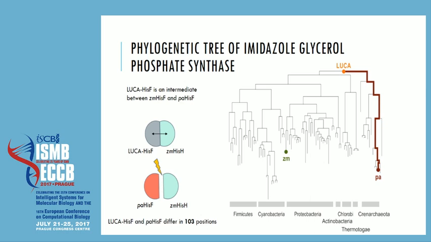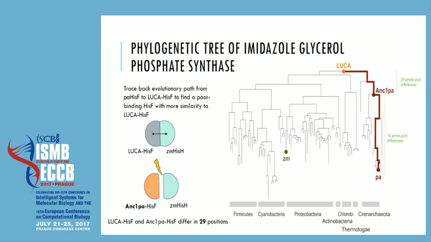And if we now compare the two HisFs, LUCA HisF and PA HisF, with this different binding behavior, we found that they differ in 103 positions. Within the phylogenetic tree, we can now trace back the evolutionary path from PA HisF to LUCA HisF to find also a poorly binding HisF with more similarity to LUCA HisF. And there we found this ANC1 PA HisF, which has a poor binding affinity to ZM HisH and differs in only 29 positions. So we minimized the candidate positions from 103 to 29.